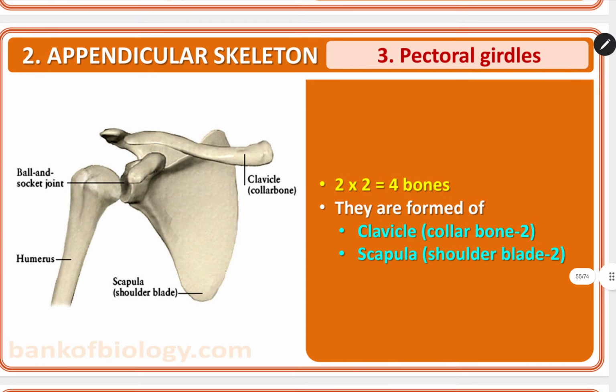Third is pectoral girdle. 2 into 2, 4 bones are there, on both the sides, left and right side. They are formed of clavicle. This one is clavicle, collarbone, 2 in number. Scapula, triangular shaped structure, shoulder blade, 2 in number.